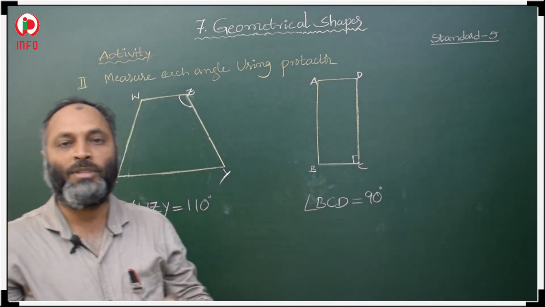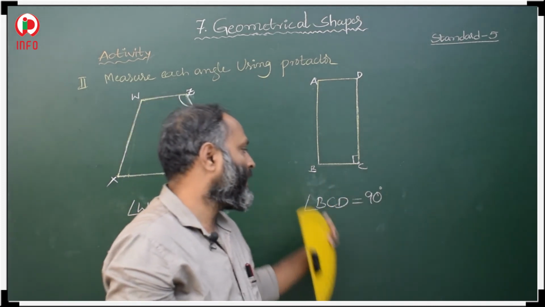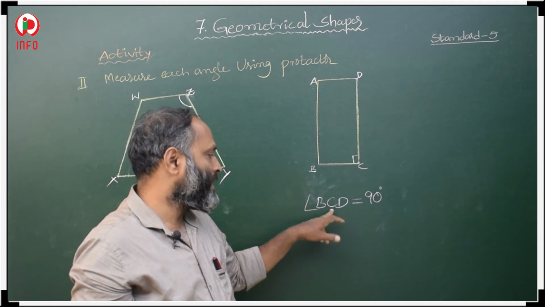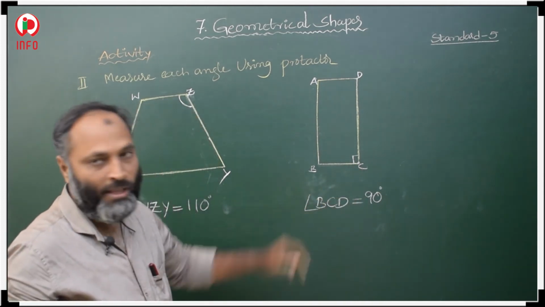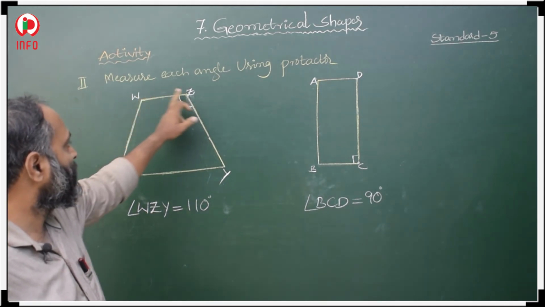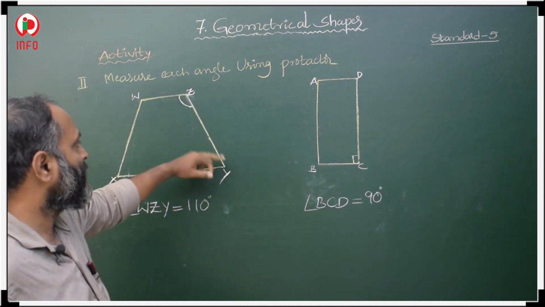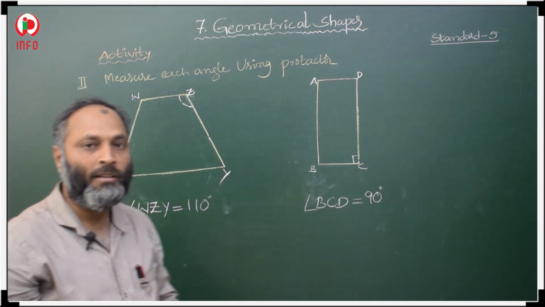In this way, by using the protractor, you have to find your angle, whatever is asked. Here BCD means angle C, we have to find angle C. Whatever is the center alphabet, that we have to find. Here Z is the center alphabet in WZY. See where the alphabets start, and from there you start your angle and find it. Okay students.